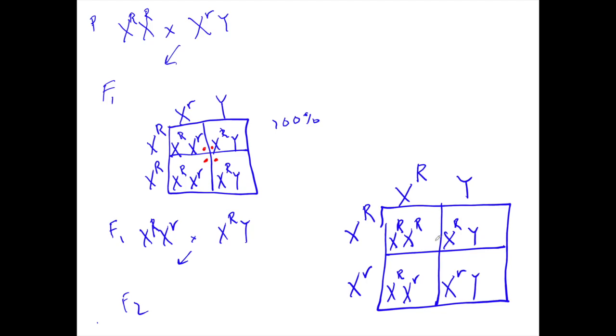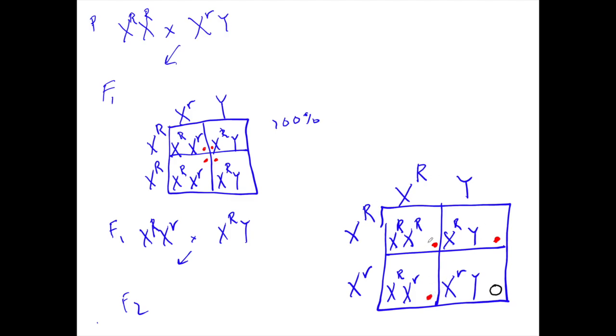Okay, and then recall anything that has at least one big R is going to have red eyes. So this has two big R's, so that's going to have red eyes. This has a big R, so that's going to have red eyes. This has a big R, so that's going to have red eyes. This only has a little r, so that's going to have white eyes.